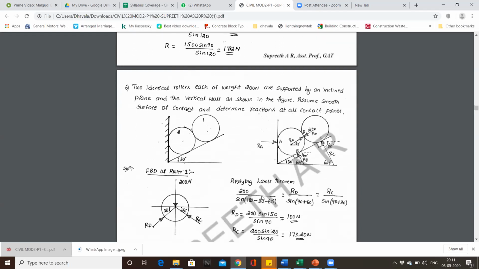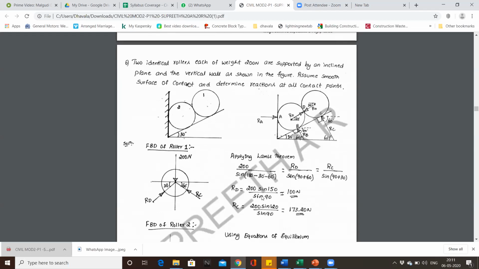Now come the problems on spheres. Two identical rollers, each of weight 200 newtons, are supported by an inclined plane and the vertical walls as shown in the figure. Assume smooth surfaces of contact and determine reactions at all contact points. We have two spheres, sphere 1 and sphere 2, which are resting on a wall and an inclined surface at 30 degrees.